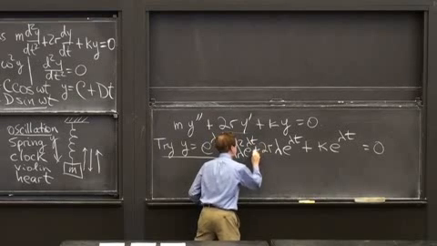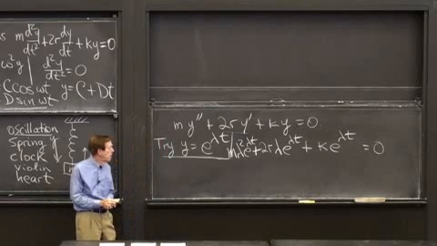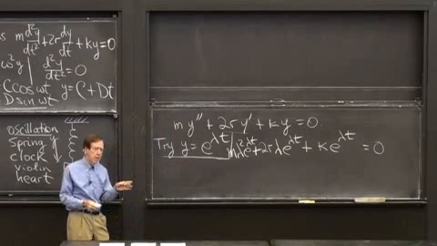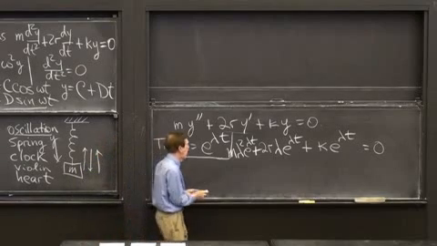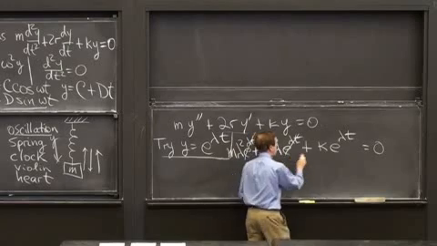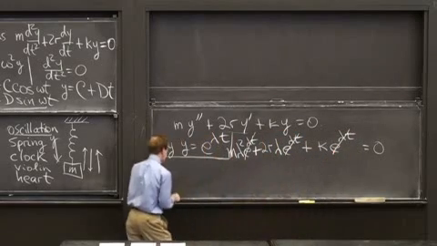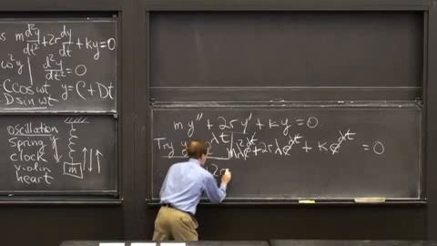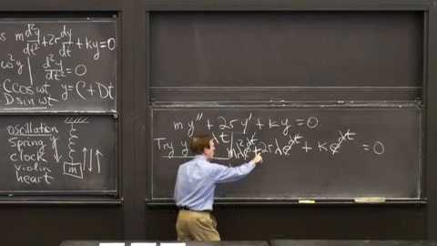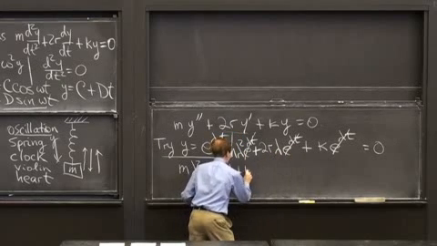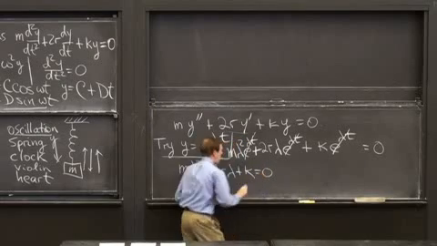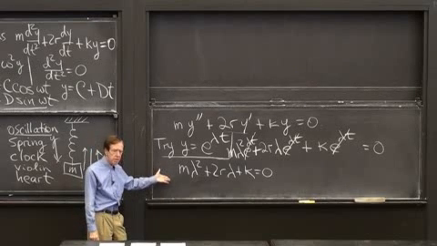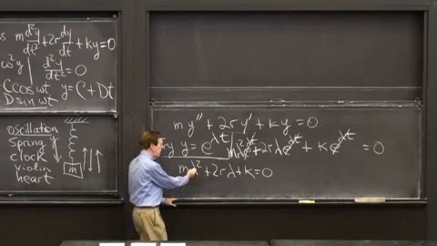And then in a minute, you know what I'm going to do. I'm going to cancel the common factor e to the lambda t, which is never 0, so I safely divide it out, and then write the equation we get. Let me write that out with more space. M lambda squared plus 2r lambda plus k is 0. This is the equation. It's just an ordinary quadratic equation.